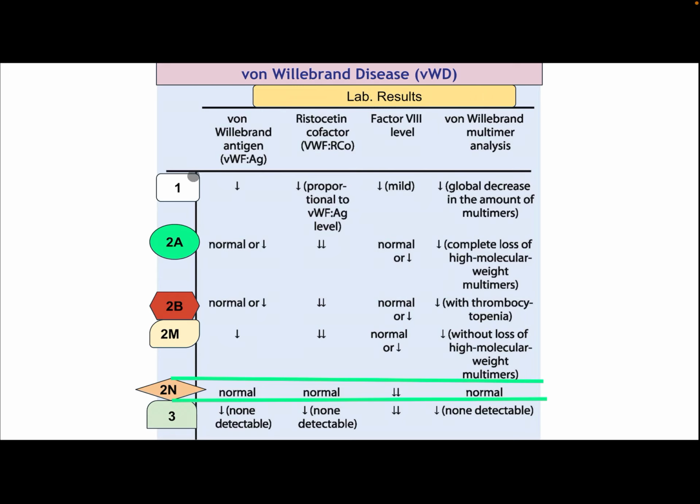These are the types of von Willebrand disease and the lab results: von Willebrand antigen, von Willebrand ristocetin cofactor, factor 8 level, and von Willebrand multimer analysis. Type 1, Type 2A, Type 2B, Type 2N, and Type 3. Of course, as we mentioned, Type 1 is the most common.